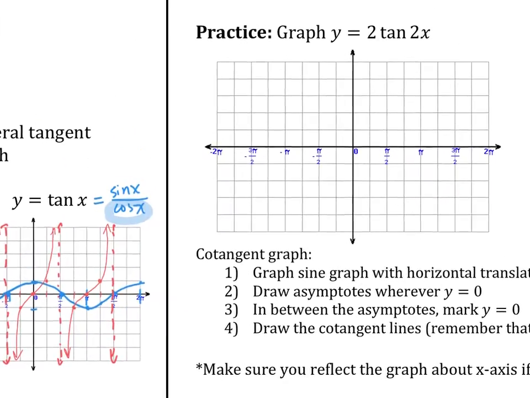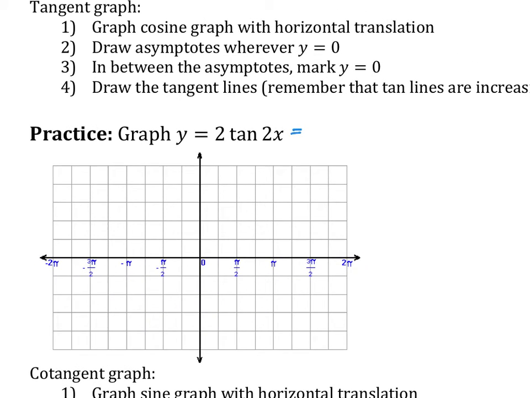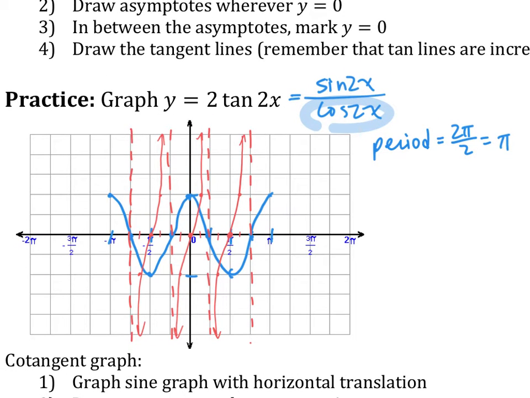All right, let's go ahead and have you practice this. 2 tangent 2x. Remember, we're going to change it to sine over cosine. So what we care about is the function down here. Go ahead and pause the video and then graph the entire tangent. All right, go ahead and check your answer. You can see that this graph is much skinnier than before because it had a horizontal compression of 1/2 and also a vertical stretch of 2.